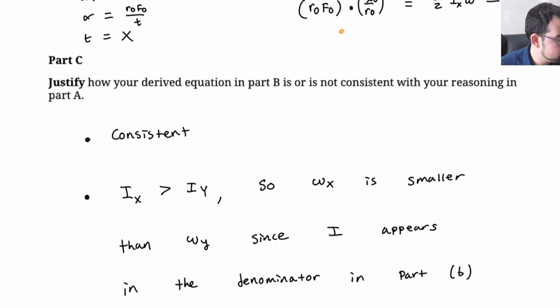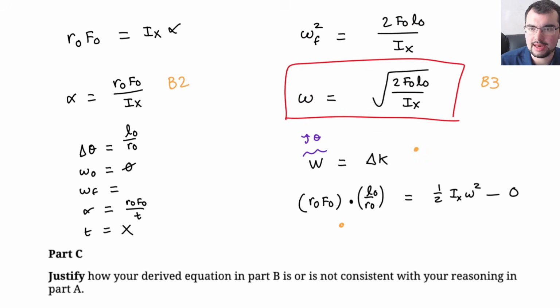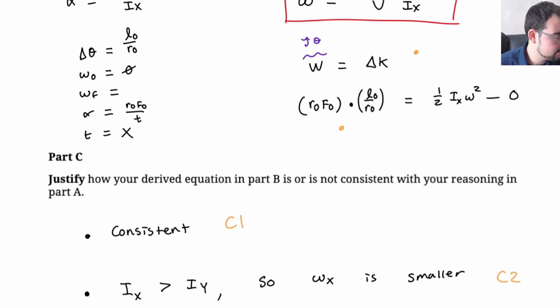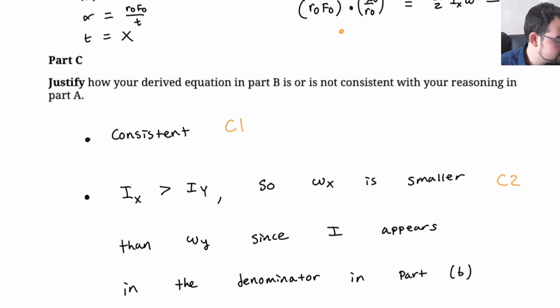So I think obviously you just had to say if it was consistent or not. And then C2 is like functional dependence. So you just have to say like I is in the denominator. So if I is bigger, omega is smaller, something like that. Yeah, that's pretty fair for P1. Can't really complain too much about that.